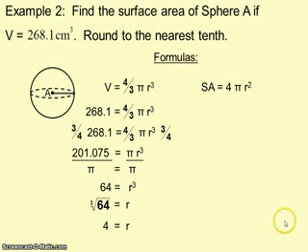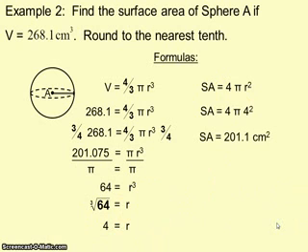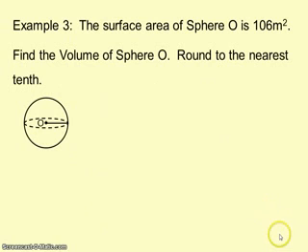We can just plug it into the surface area and find that. Again, to the nearest tenth, just plug everything in. Our answer is 201.1, and that is rounded to the nearest tenth. Okay, example 3. This time we're given the surface area of sphere O. We want to find the volume of sphere O, rounding to the nearest tenth.